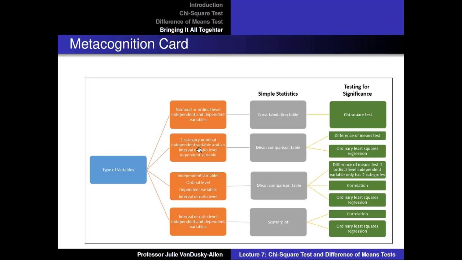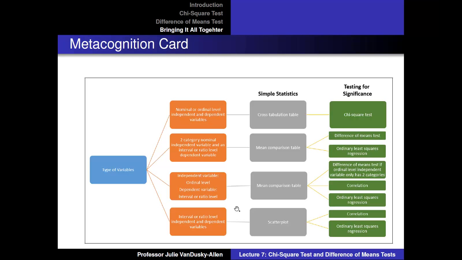If we have a two-category nominal level independent variable and an interval or ratio level dependent variable, and we wanted to use simple statistics to analyze the relationship between these variables, we could use a mean comparison table. If we wanted to test to see if the independent variable has a statistically significant impact on the dependent variable, then we could use a difference of means test.